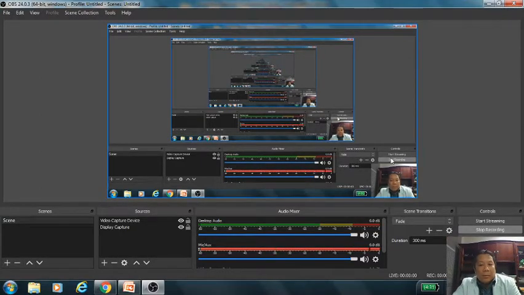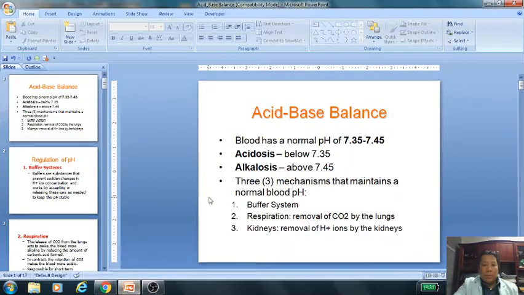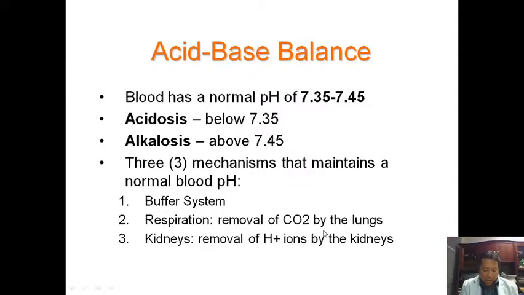But anyway, today or tonight we'll be discussing something about acid-base balance, and we will be talking about some conditions related to imbalances between certain electrolytes and certain gases that can either lead to acidosis or alkalosis. But before we talk deeper about acid-base balance, let's establish some concepts first.